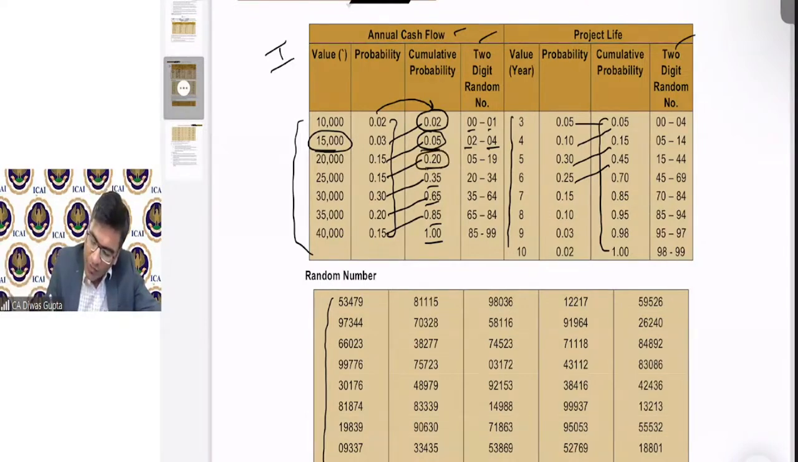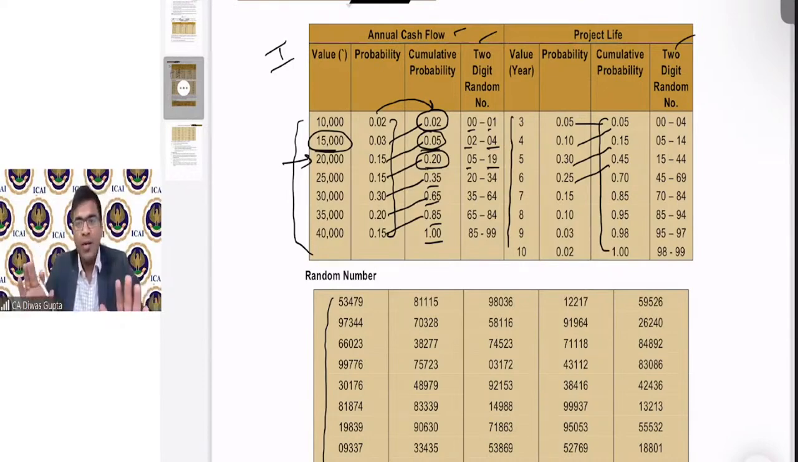So 0.5 to 19. Any number from 5 to 19 will fall under this, is what we are trying to say. Okay. We have done some basis to link our random number with the exogenous variable. Now, what is that basis? That basis is probability, and probability has been converted into cumulative probability.